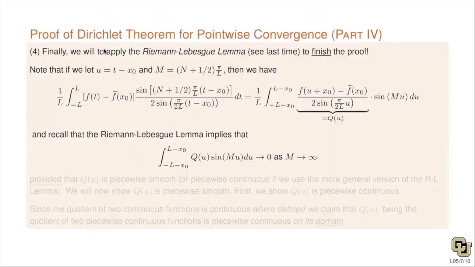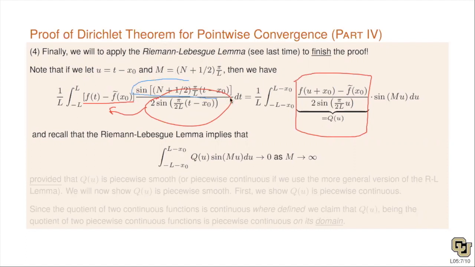So once we rearrange this integral, I take this sine term and move it below this difference, and now that becomes a function I'll call q of u. And the function that's left on top here, sine of n plus 1/2 times pi over t minus x naught, I pull out, and that'll become the oscillating wave part of my Riemann-Lebesgue lemma. Remember, the Riemann-Lebesgue lemma is all about oscillatory cancellation. So I need a function times an oscillating wave, and then we're going to send this wave number to infinity.